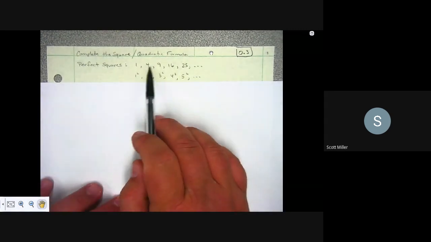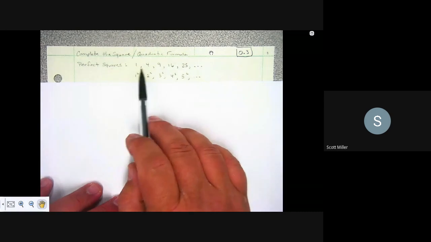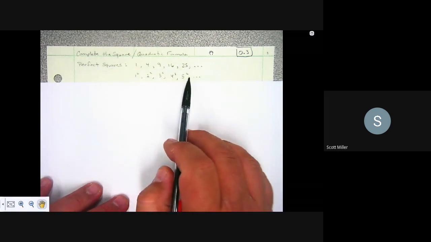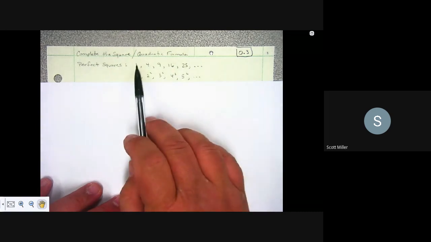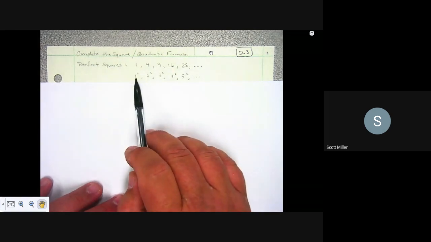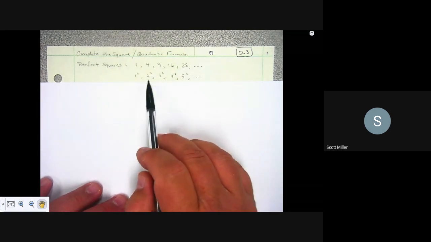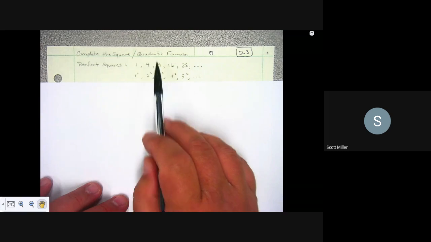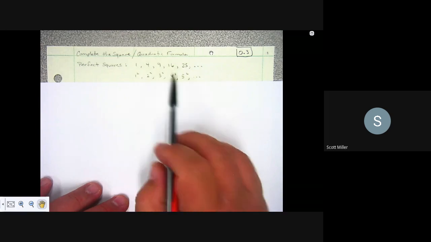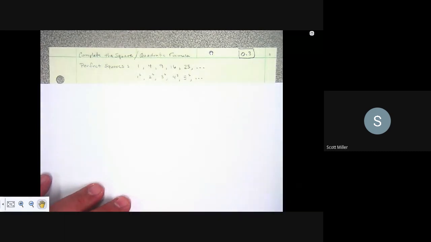The first thing we need to make sure we know is, what are perfect squares? Perfect squares are these numbers up here, and they are called perfect squares because they come from the integers that are squared. So 1 is a perfect square because it comes from 1 squared. 4 is perfect because it comes from 2 squared. And then 3 squared gives me 9, 4 squared 16, 5 squared, and so on and so forth, forever and ever. So these numbers up here are called perfect squares.